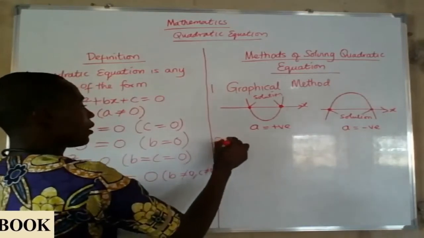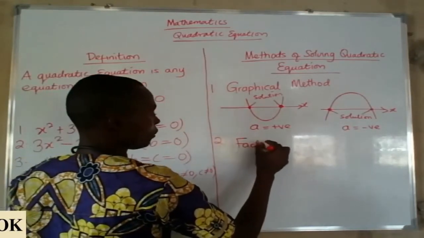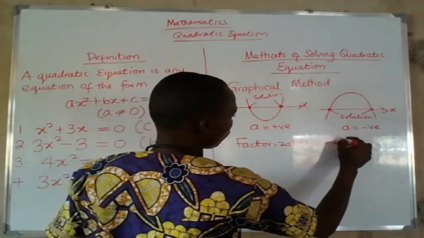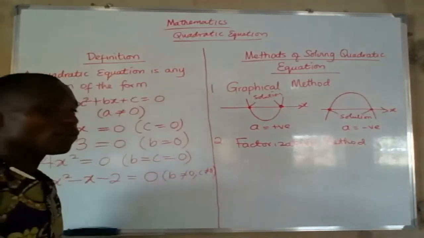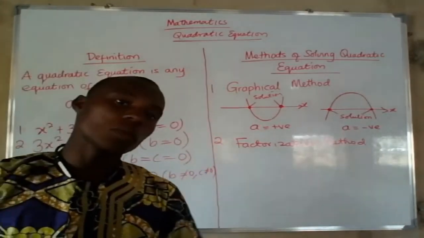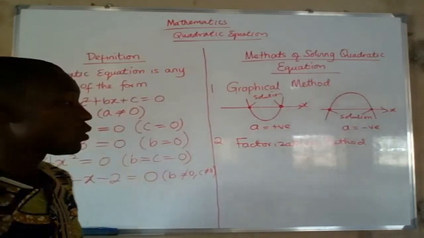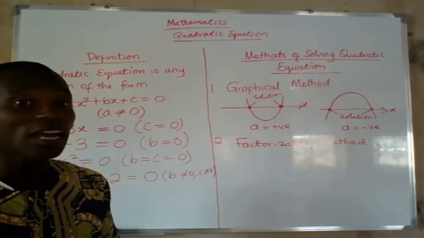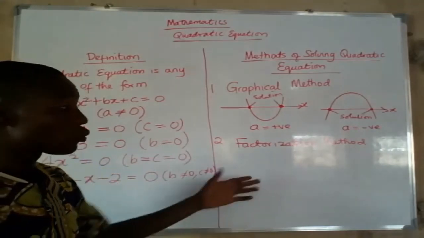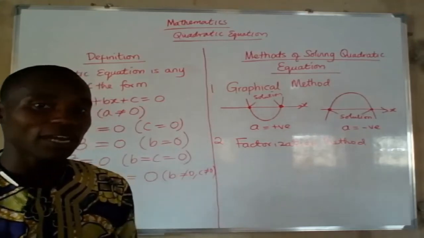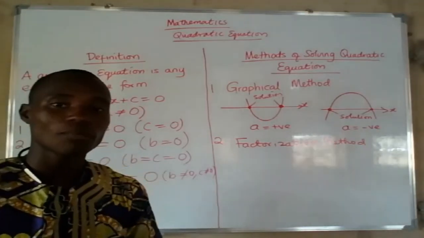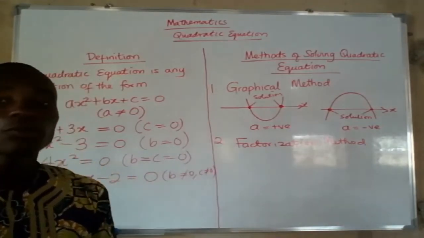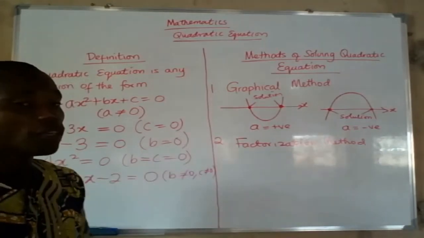The second method available is the factorization method. This method is quite simple and very easy to use. However, this method is not always the best to implement. The reason is that sometimes the quadratic equations do not have rational numbers as factors. Sometimes the roots of the quadratic equation are irrational, and if they are irrational, you cannot use the factorization method to solve them. We're going to see how to use the factorization method to solve the quadratic equation in a subsequent video. Same with the graphical method.